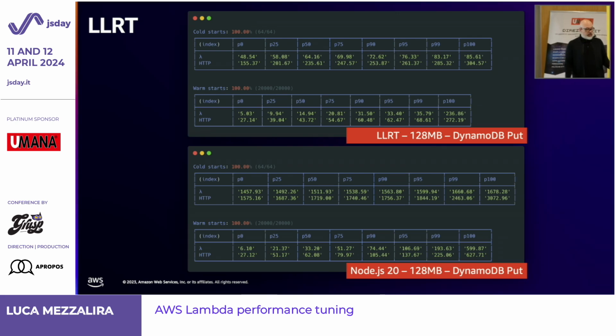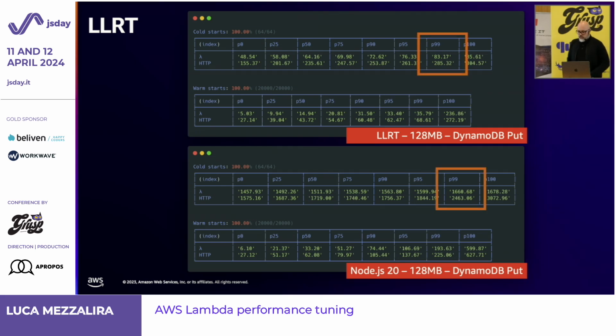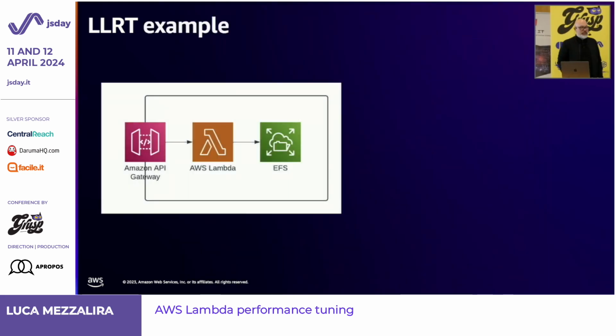This is LLRT compared to Node 20, 128 megabytes, and we are doing a put on DynamoDB, so we're just writing. As you can see, we have an interesting thing. P99 execution time of the Lambda function is 83 milliseconds, versus 1.6 seconds on Node 20. But obviously, I want to believe what I see, and therefore, why not use it in production?